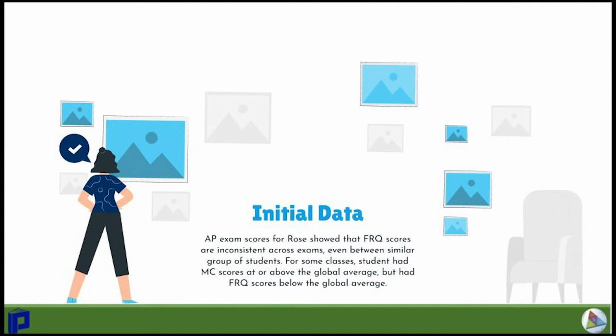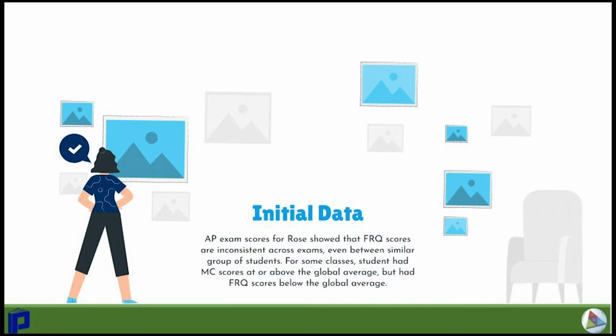The initial data painted a fairly clear picture of why we wanted to examine this research question. For some classes, students had multiple choice scores of above the global average, but might have free response scores below the global average, or their overall scores might have been higher than the global average, but we saw less difference between our scores and the global average when it came to the free response questions.